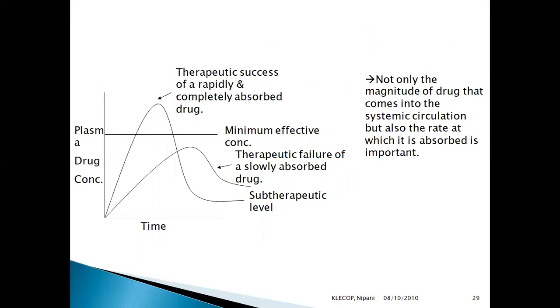So with time on the x-axis and plasma drug concentration on the y-axis, we can know the concentration achieved, the time taken to achieve the concentration, the extent of absorption, and the rate of absorption. The starting point of the curve shows the absorption, and the ending point of the curve shows the elimination.